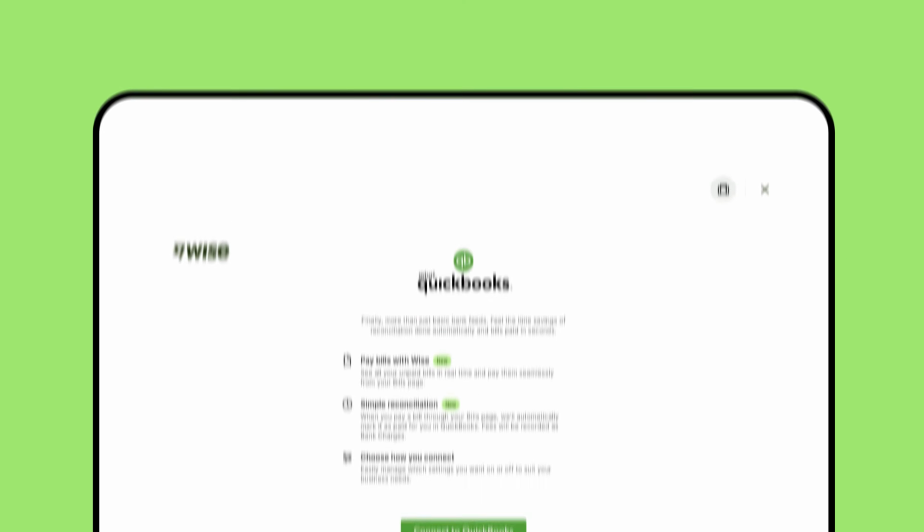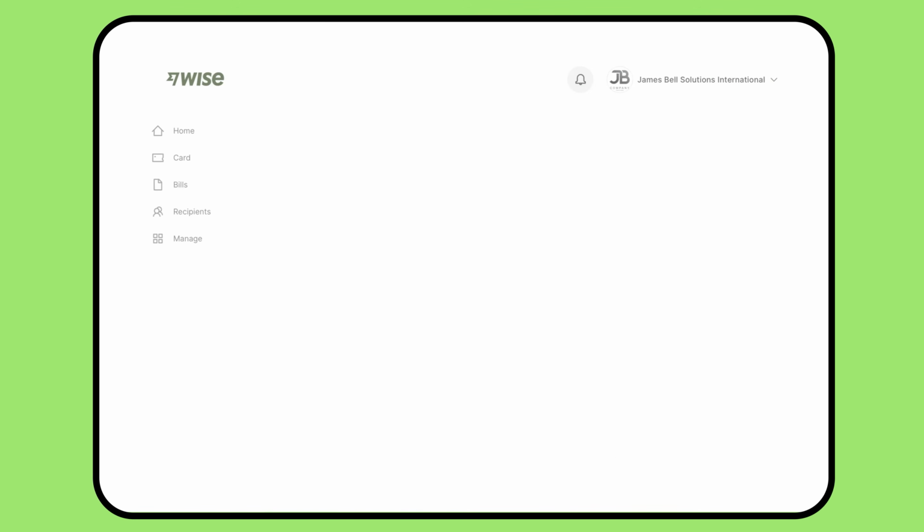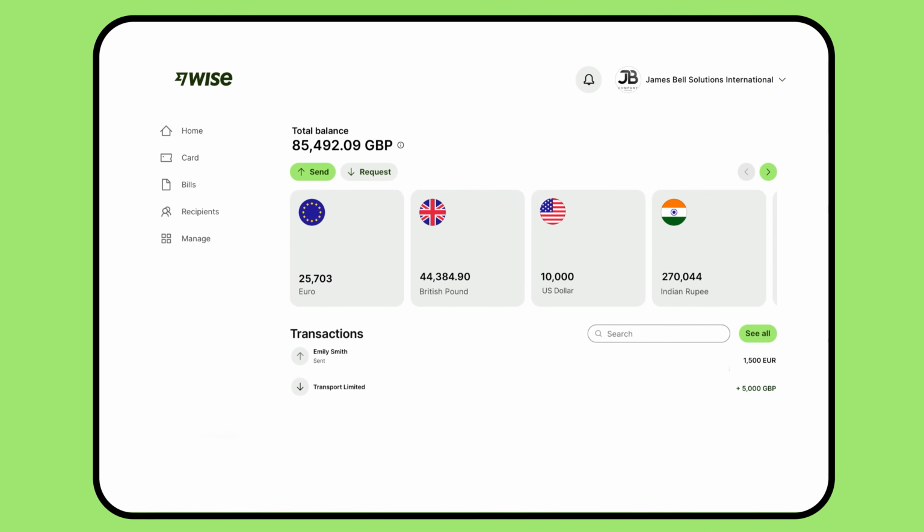Want to give Wise Business a try? Whether you need to sync bill payments with QuickBooks, pay several employees at once, or receive payments from overseas, Wise Business is here to help you manage your business efficiently and at an affordable cost.